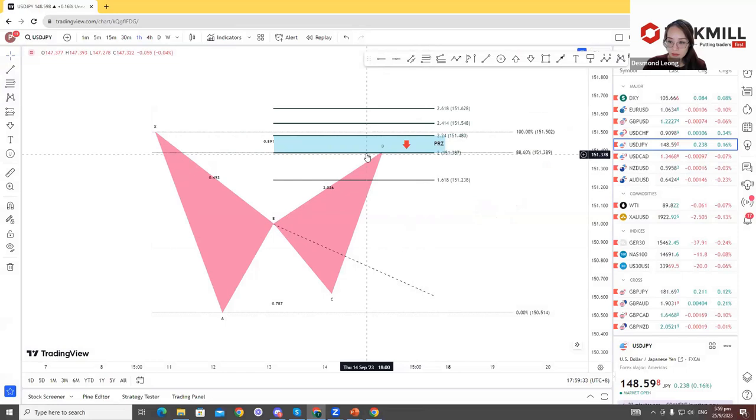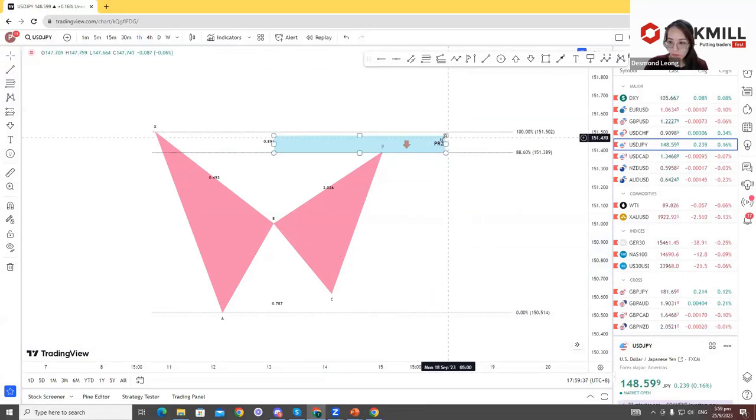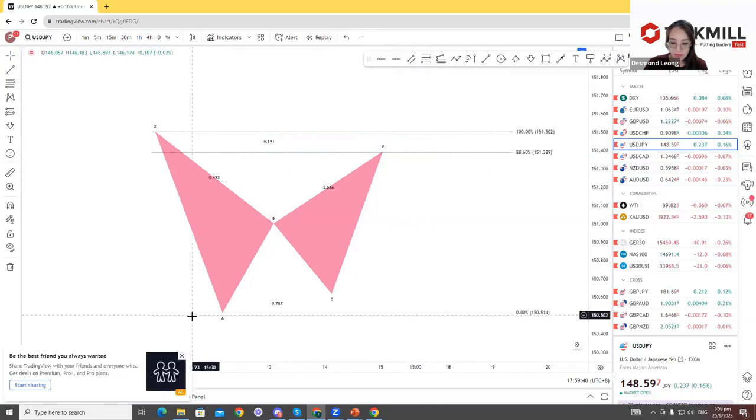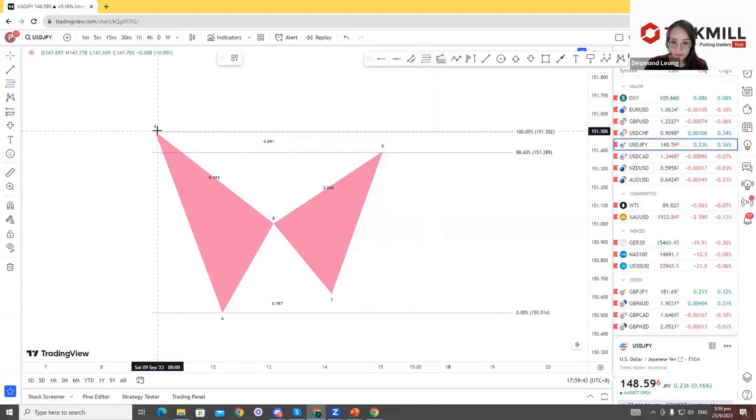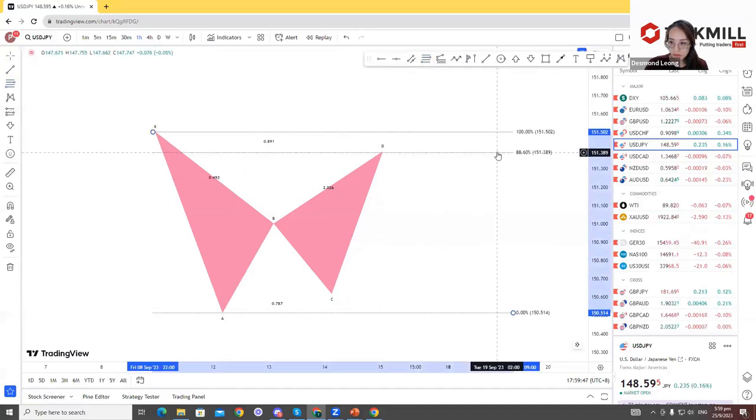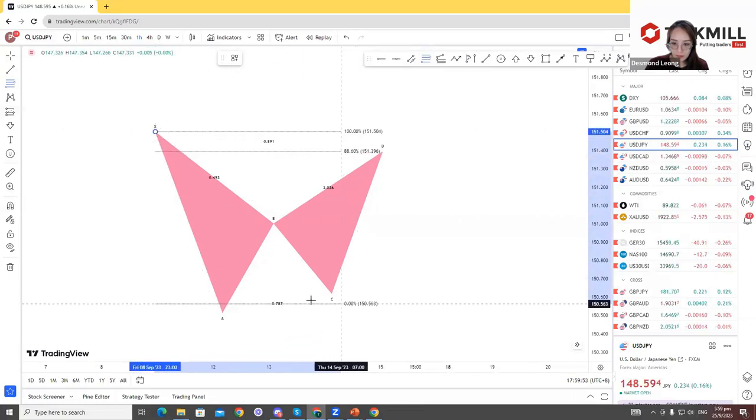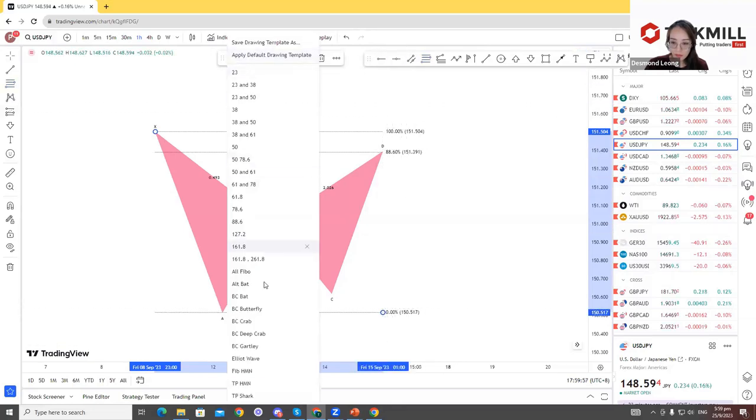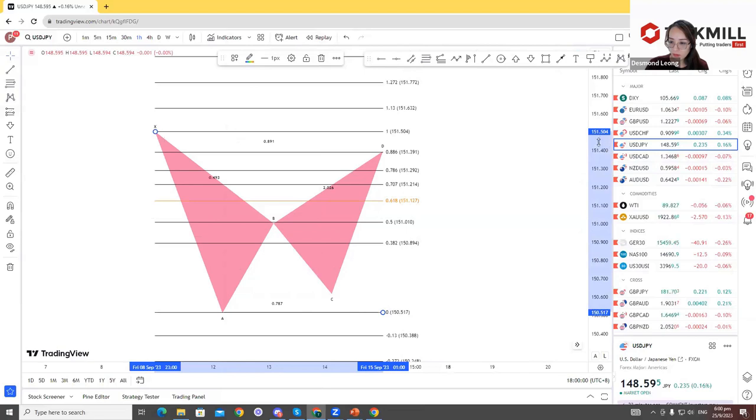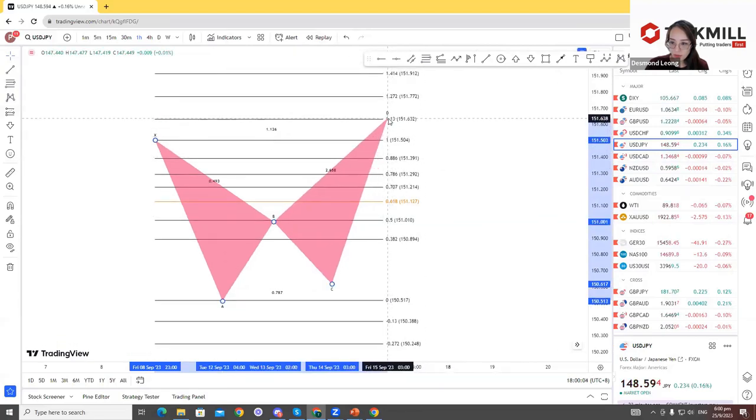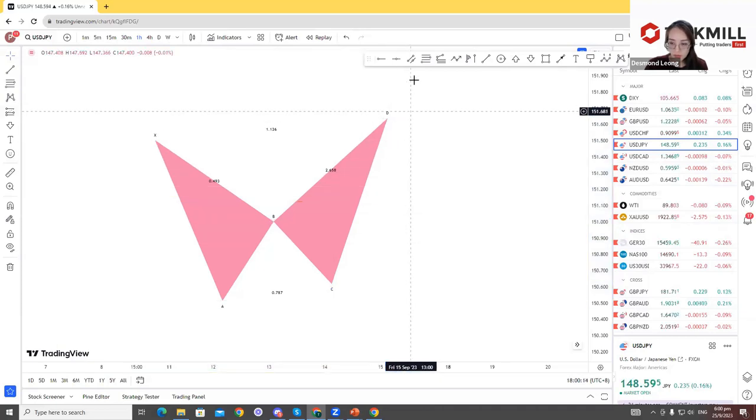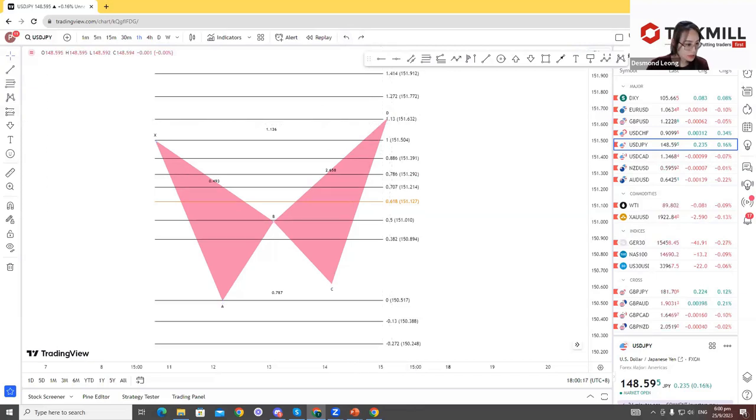So basically everything is the same. Now we're going for the alternate bat, which is the D point going above the X point, so it's an extension. I'll delete first. XA, I go for all, people. Ending with 113 here, this is the alternate bat, where the D point goes above the X point. It's 113, you can see, over here.